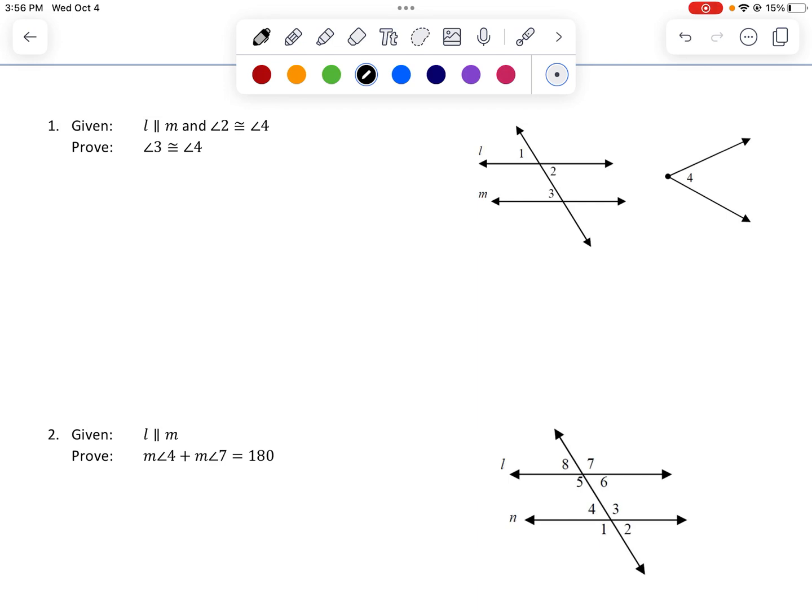So I'm going to go ahead and draw my T proof. Okay, so I have my statements and my justifications. I'm going to go ahead and try to reason through this. Now, let's just look. I like to use colors to try to match what I have. So I have that angle 2 is congruent to angle 4.